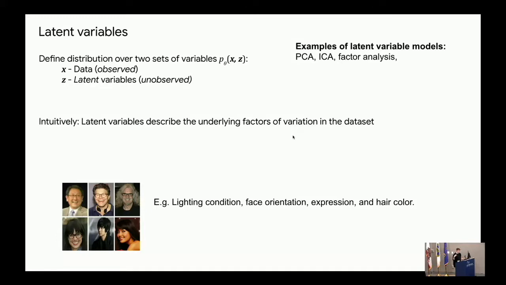The idea is that these are going to describe the underlying factors of variation in your data set. If you have a data set of faces, as described here, you might refer to the factors of variation as things like lighting conditions, the pose of the face, hairstyle, identity of the person, things like that. And the idea is that these latent variables are going to concisely represent those different factors of variation in your data set.